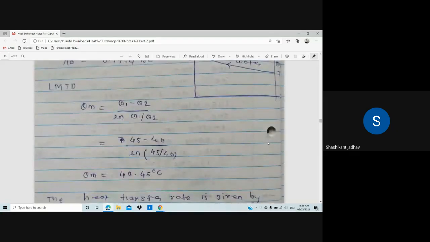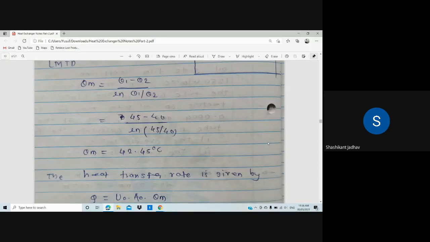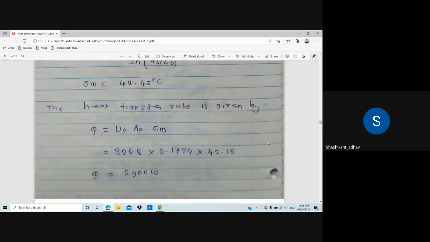Our aim is to calculate the Q. So what is the standard equation for Q? Q is equal to UO into AO into theta m. Put the values of UO, AO and theta m in that equation. We get the value for the heat transfer rate. Q is equal to UO into AO into theta m. UO we have calculated as 396.8, AO as 0.1734 and theta m as 42.45. By putting in these values we get the rate of heat transfer, that is 2900 watt.